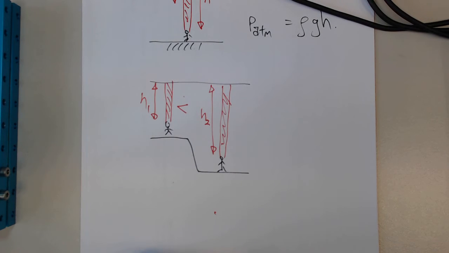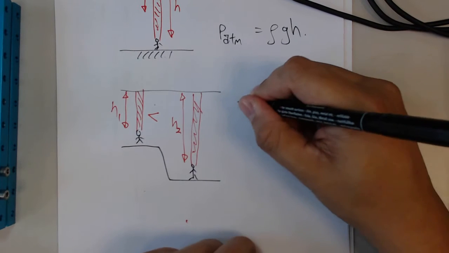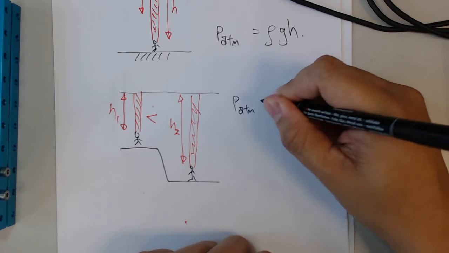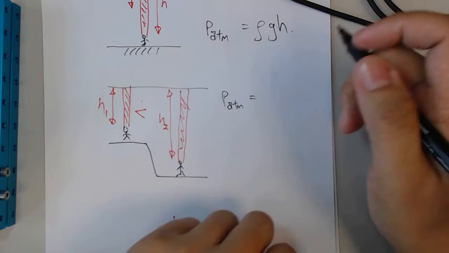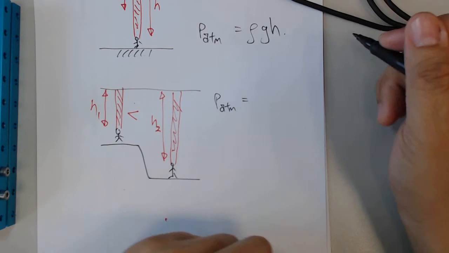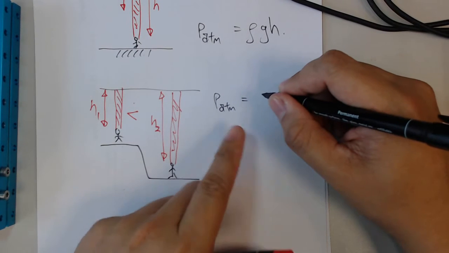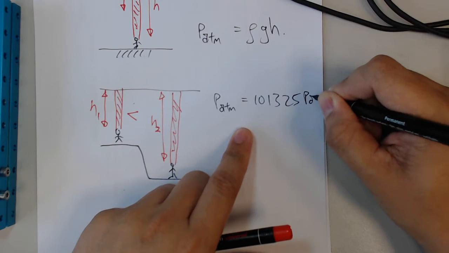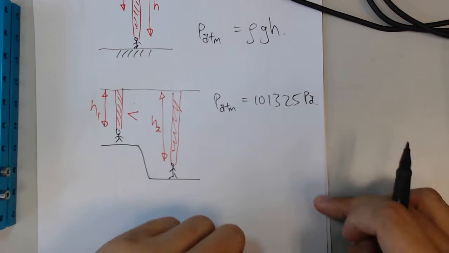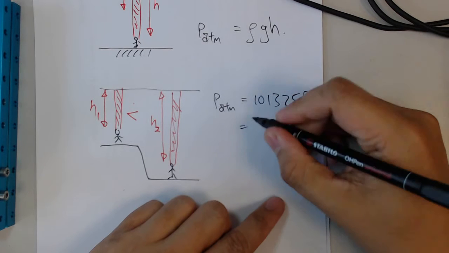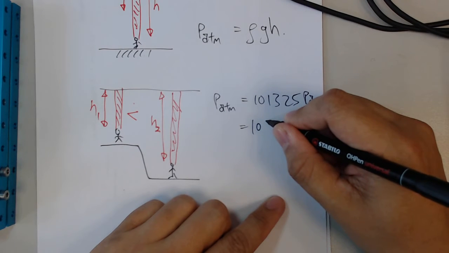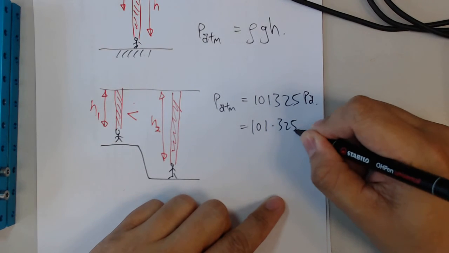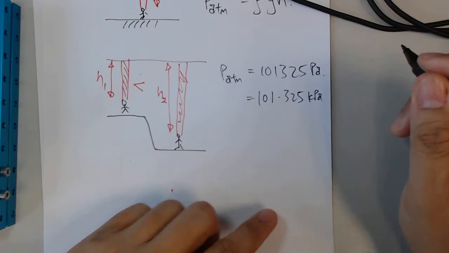It is caused by the air, the atmosphere surrounding above the surface. A typical value that we like to employ, though you do not need to memorize it, is that at mean sea level the pressure of the atmosphere is about 101325 pascals. If you use kilopascals, it will be 101.325 kilopascals.